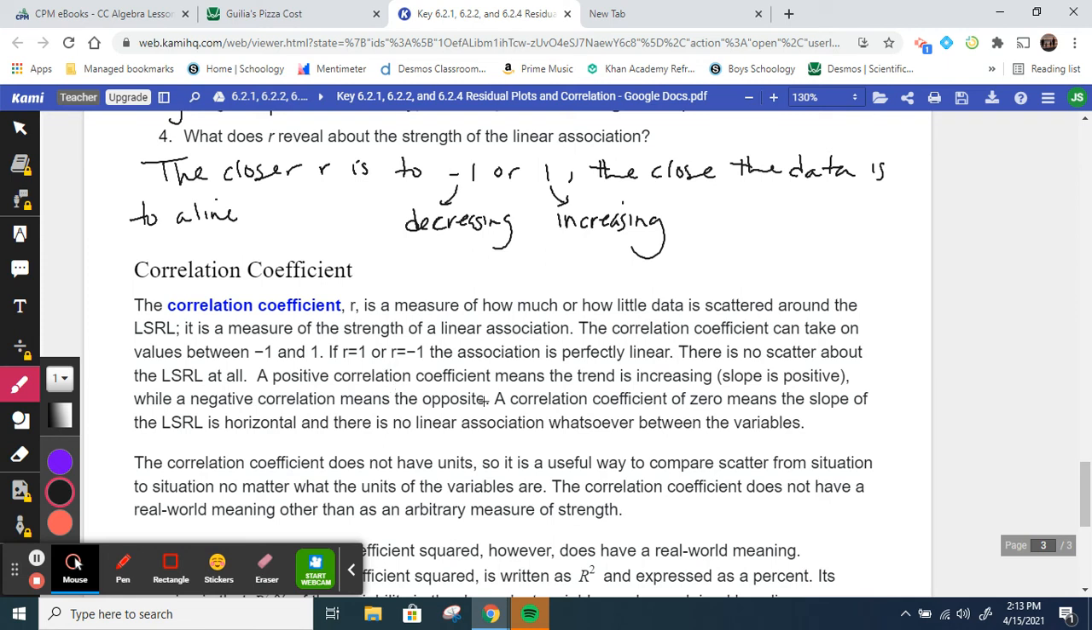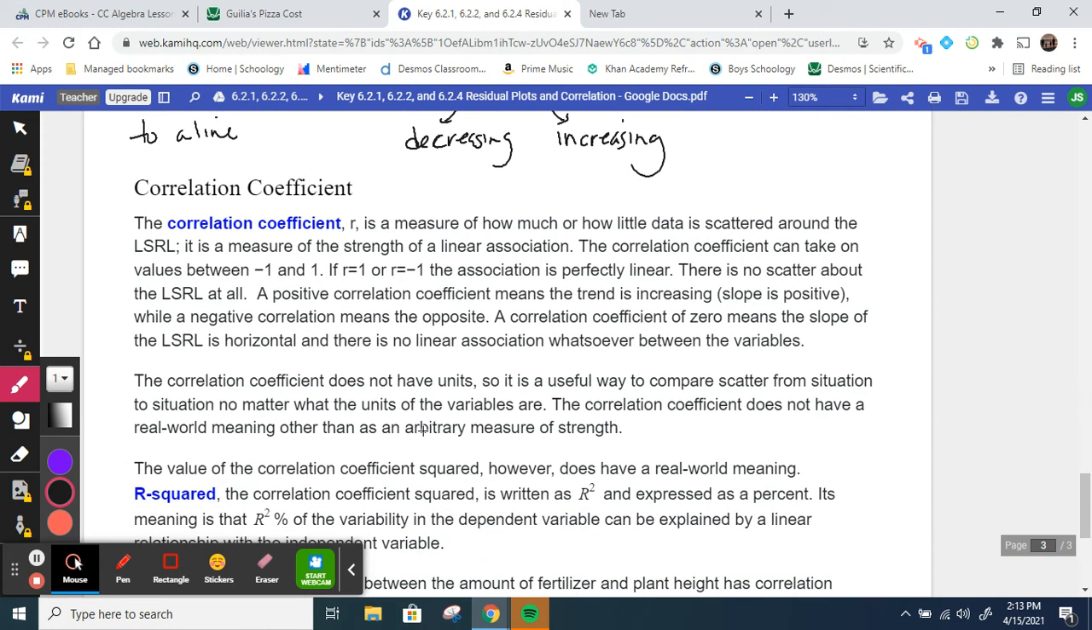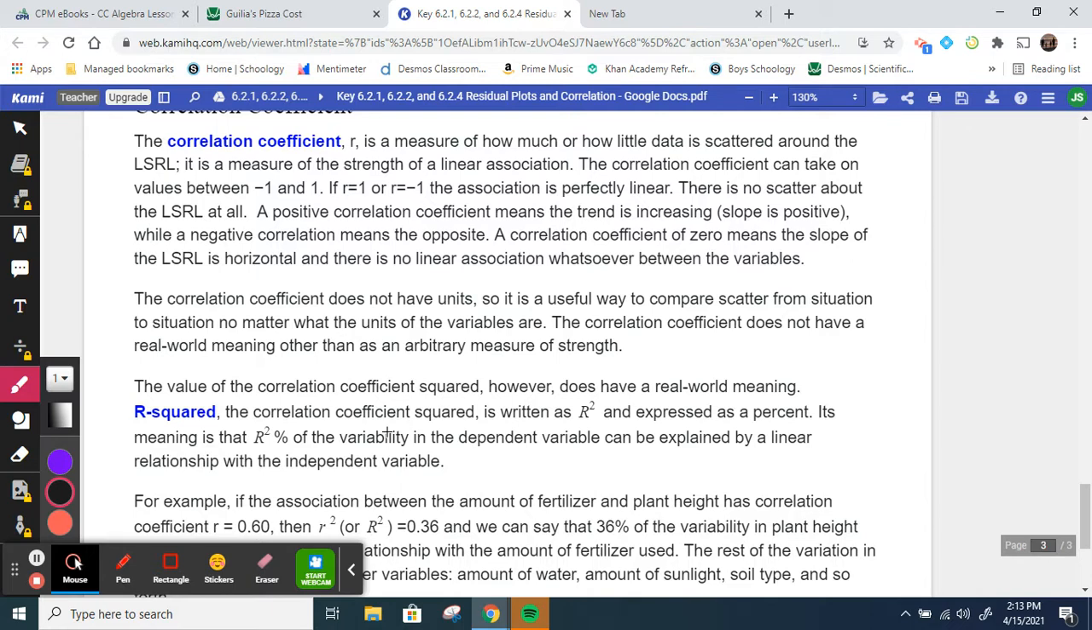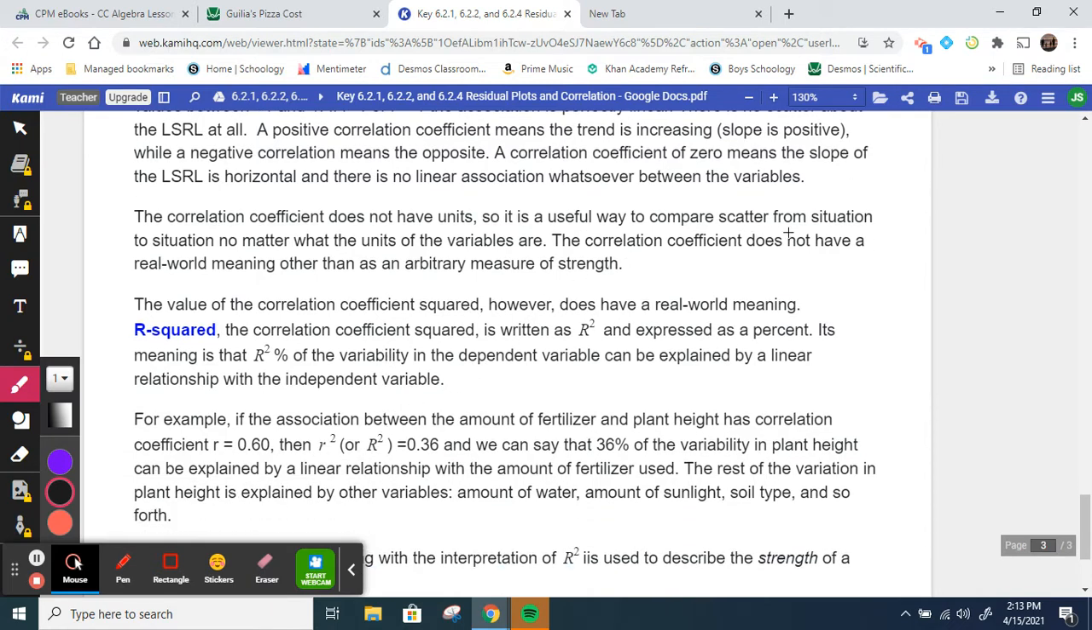A positive correlation coefficient means the trend is increasing, the slope is positive, while a negative correlation means the opposite, that it's decreasing. A correlation coefficient of 0 means the slope of the LSRL is horizontal and there's no linear association whatsoever between the variables. The correlation coefficient does not have units, so it's a useful way to compare scatter from situation to situation, no matter what the units of the variables are. It does not have a real-world meaning other than as an arbitrary measure of strength.